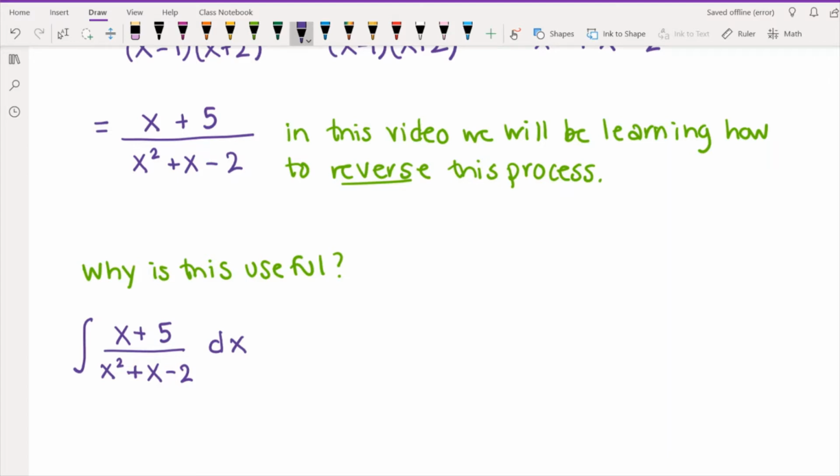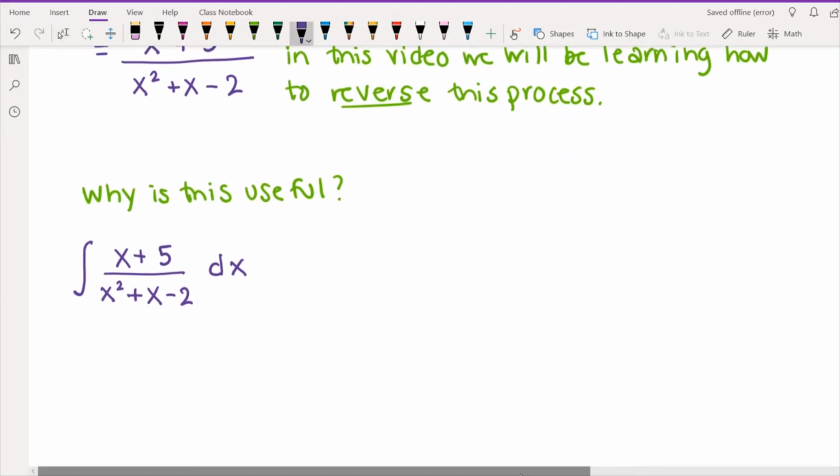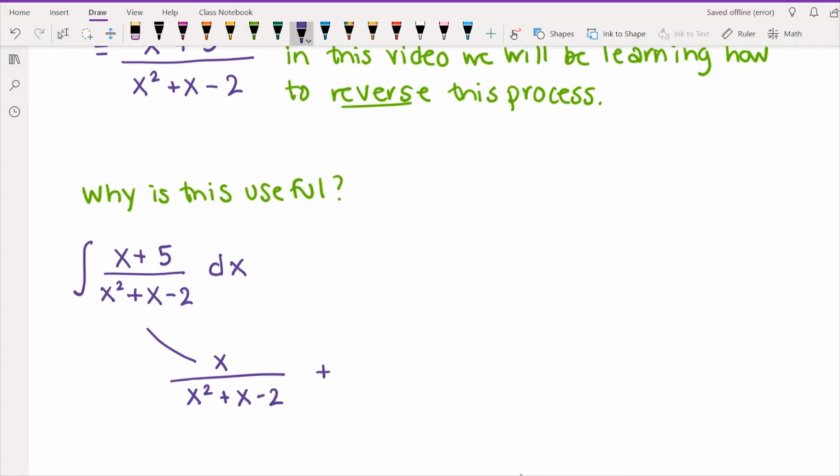You might think of splitting it up a different way. Like you could split this into two fractions, x over x squared plus x minus 2, and then 5 over x squared plus x minus 2. And that's a method that will work in some types of fractions, but it's not really going to help us here. If you try to integrate either of those two things, you'll get stuck again. So that method of breaking up the fractions isn't going to work. So again, I just want to write this down here. We don't know how to integrate this.